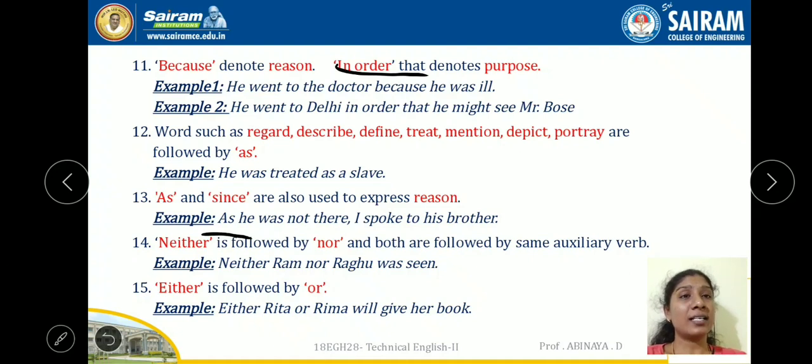14th, neither is followed by nor, and while you are using this neither and nor, both are followed by the same auxiliary verb. Neither Ram nor Raghu was seen, right? Was seen, the same auxiliary verb should be used for both neither and nor. Next one, 15th one. Either is followed by or. So either Rita or Rima will give her. The same rule is applicable here. The 14th rule is applicable for the 15th also. So while you are using this either or, the same auxiliary verb should be used.